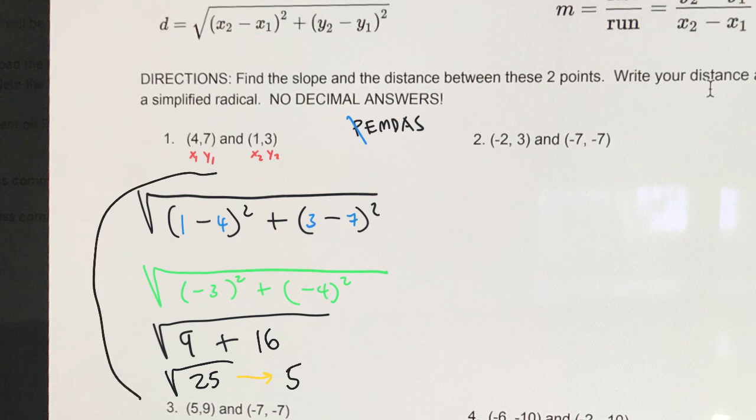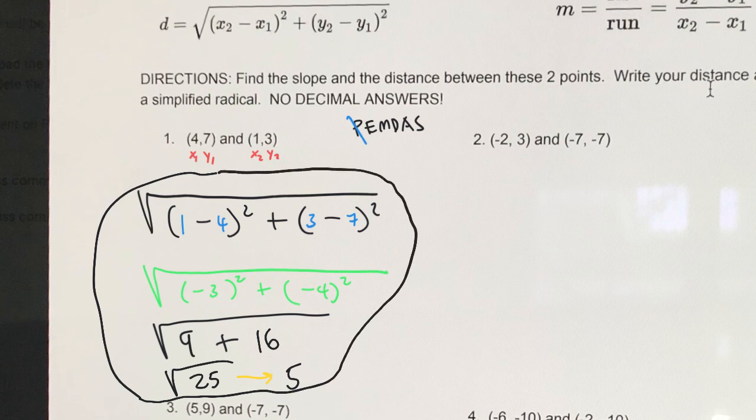So that's good to know. All right, nice clean answer. So what we've just learned is that the distance between these 2 points is 5 units. If you were to draw a straight line between these 2 points and measure that line with a ruler, the ruler would read 5 units. Okay. Now we're not done because they also want the slope.